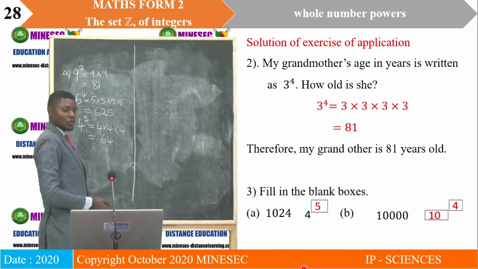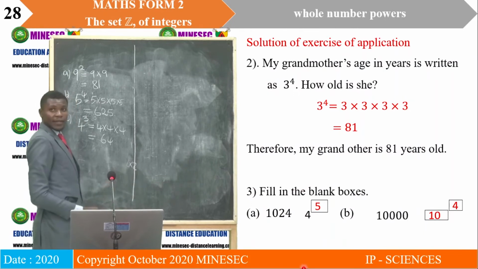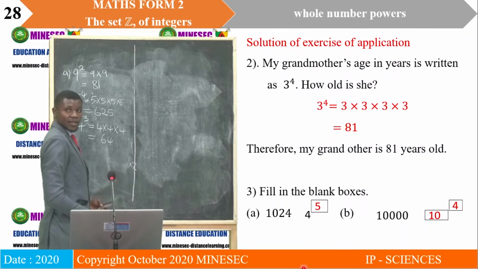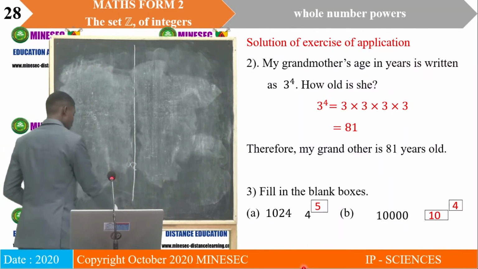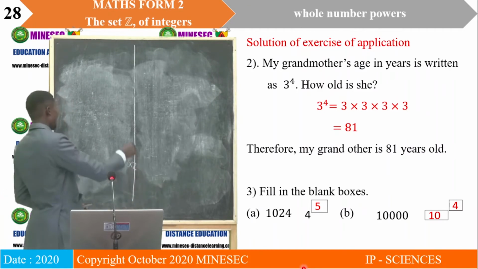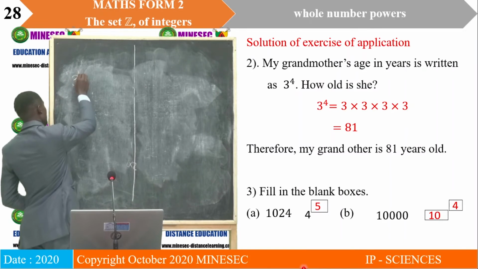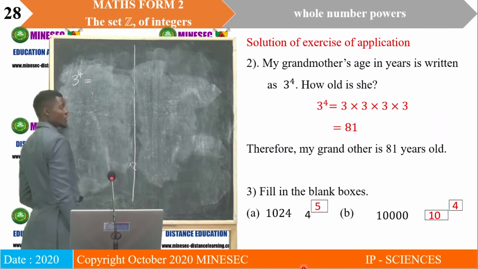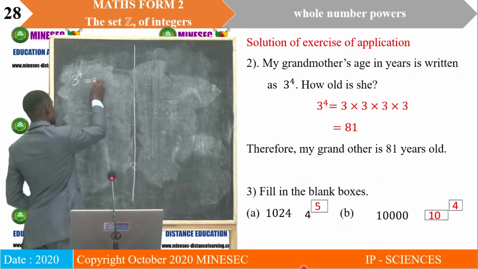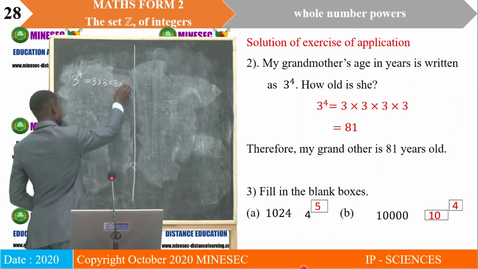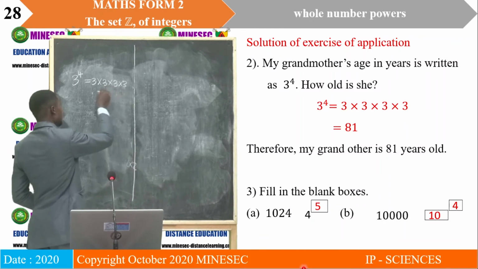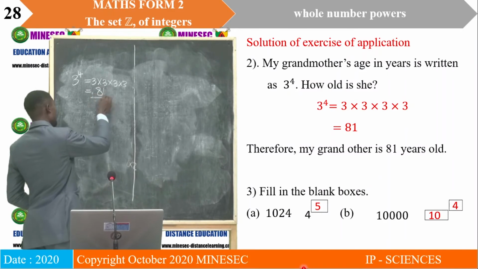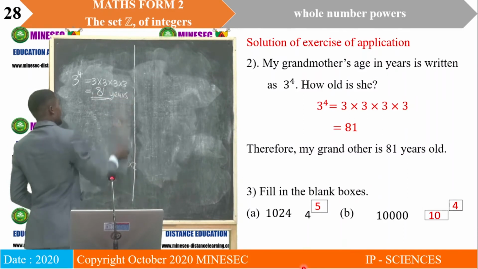So this is the result for the first question. Now in the second question, we were asked, my grandmother's age in years is written as 3 raised to the power 4. How old is she? Let's do the calculation together to confirm if the answers you had in the exercise are correct. We have 3 raised to the power 4. This means we should multiply 3 by itself 4 times. So this is 3 times 3 times 3 times 3. 3 times 3 is 9. 9 times 3 is 27. And 27 times 3 is 81. So my grandmother is 81 years old.